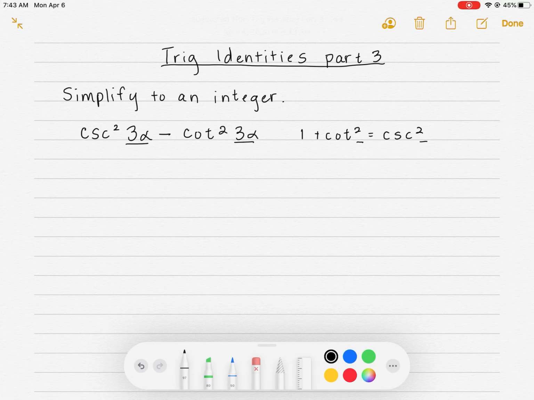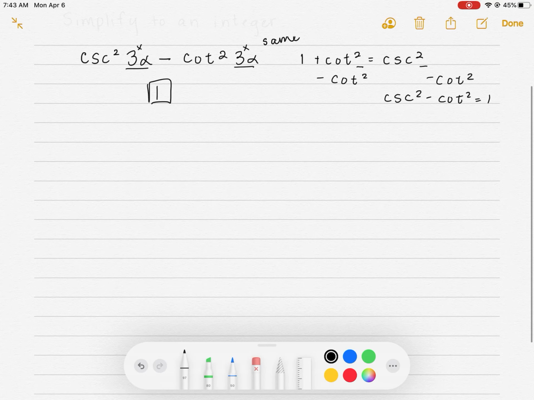Now I want you to notice that those are the same. Because they're the same, that's essentially like having an x there. So I solve, and I want cosecant first, so I'm going to subtract cotangent squared because I need cotangent subtracted. So then that tells me that cosecant squared minus cotangent squared is equal to 1. So I would put 1 there, and that is my answer. Okay?